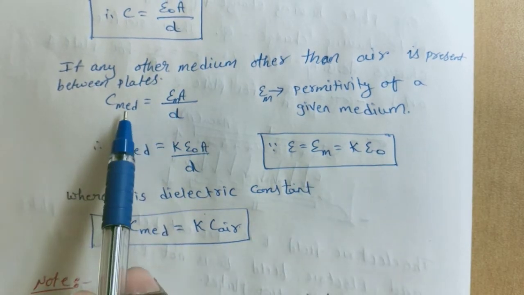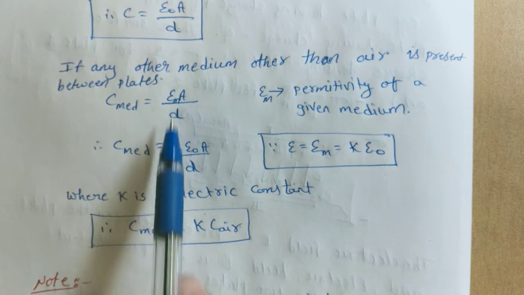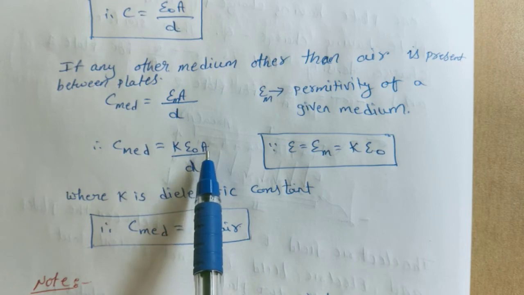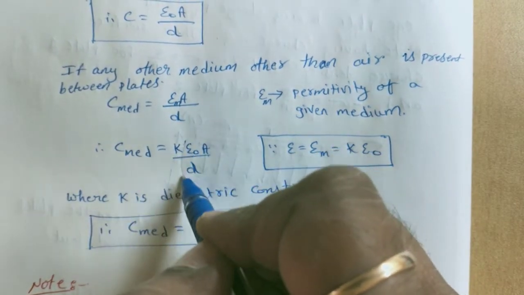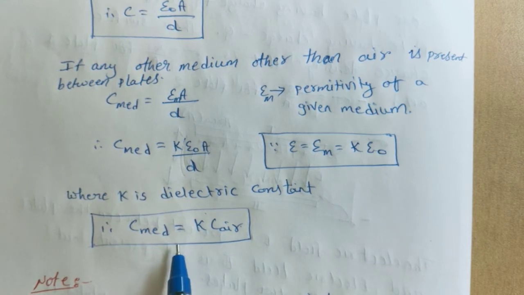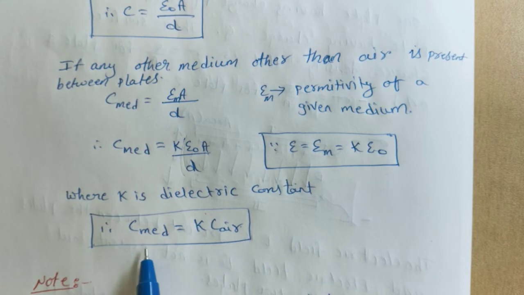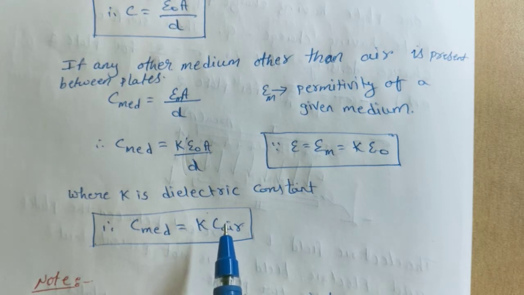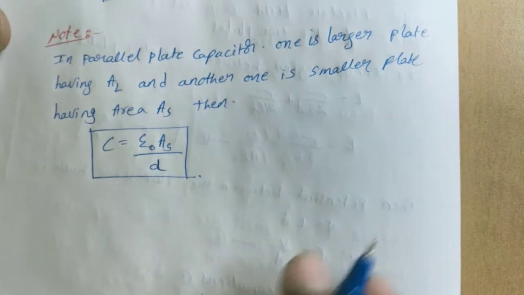So C medium is equal to, instead of epsilon m, K into epsilon naught into A. So this is K times epsilon naught A by D. After getting this, C medium is also represented as K times C air. So C medium is equal to K times C air. This is the relation between the capacitance when an air medium is present and when any other medium is present. So friends, now we want to discuss one more thing.